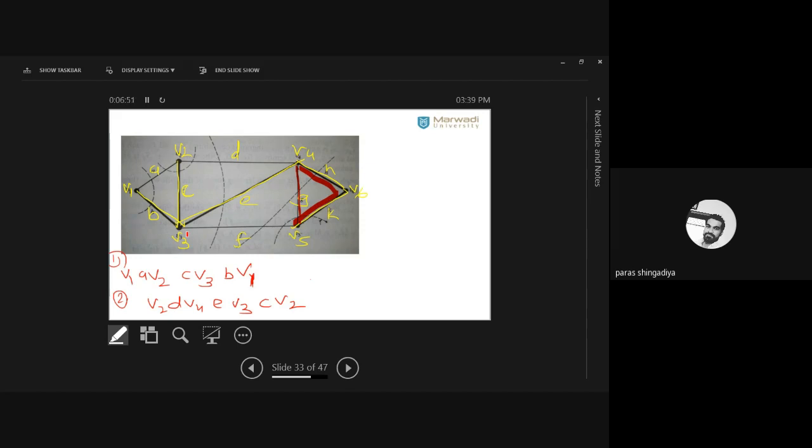If I change the spanning tree, then all the answers will change. They are with respect to the spanning tree. Any confusion in both cases? Is it clear to all? Any confusion?